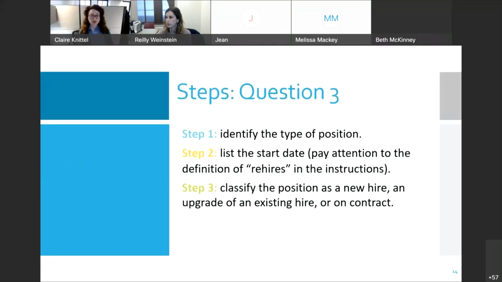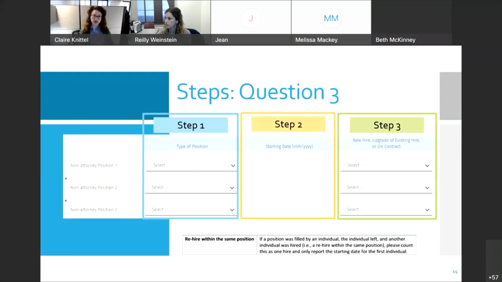So question 3 actually only has 3 steps. Step 1, you have to identify the type of the position. Step 2, list the start date. And again, you want to pay attention to the definition of rehires in the instructions. And step 3, classify the position as a new hire, an upgrade of an existing hire, or on contract.